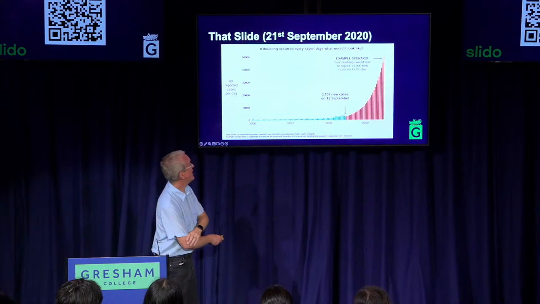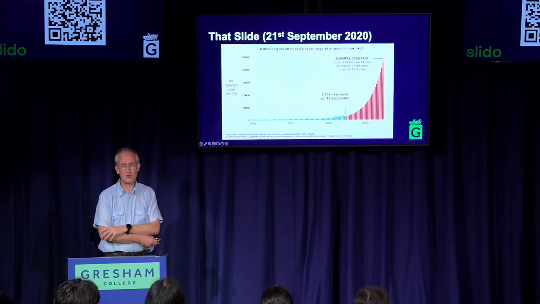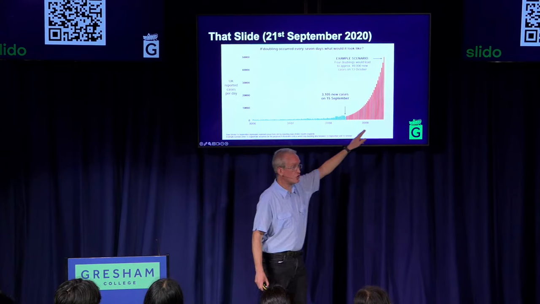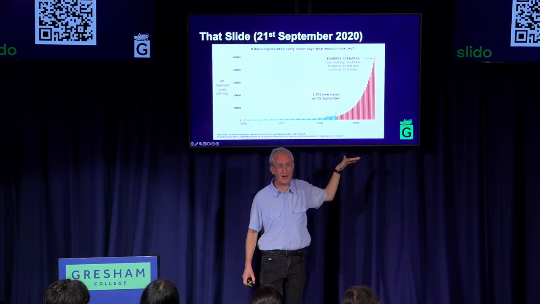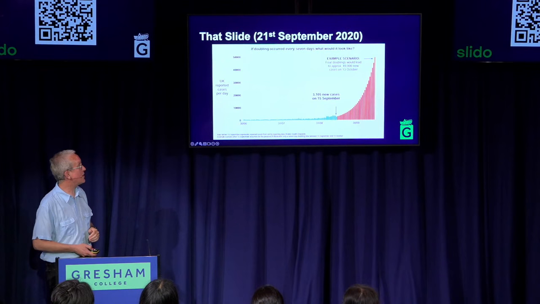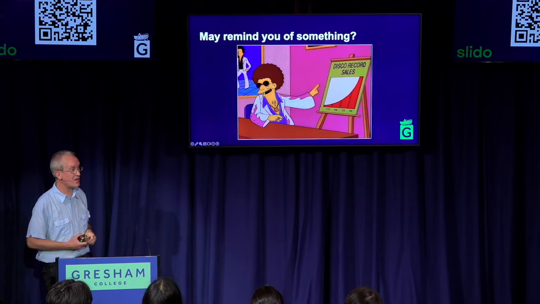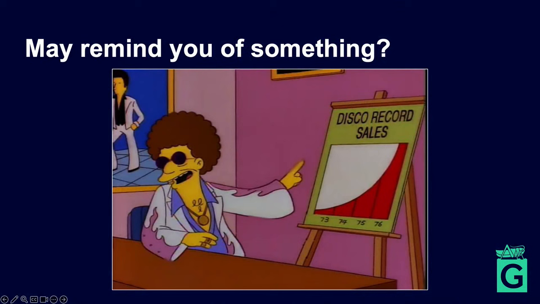But from a public relations communications point of view, I don't think this was a good graph to use, because you look at the blue data up to this point, and you look at the red data, and okay, it's not a prediction, it's a projection, but still, it doesn't look like there's much of a link between these two things. It doesn't feel like this is a trajectory we're about to go on immediately. Also, from a PR point of view, there's a slightly bad choice of color scheme, because some of you may have seen this. This is Disco Stu from The Simpsons, who did a similar sort of extrapolation. Disco Stu is sitting there saying, if disco record sales double throughout the 1970s, and all this kind of thing.